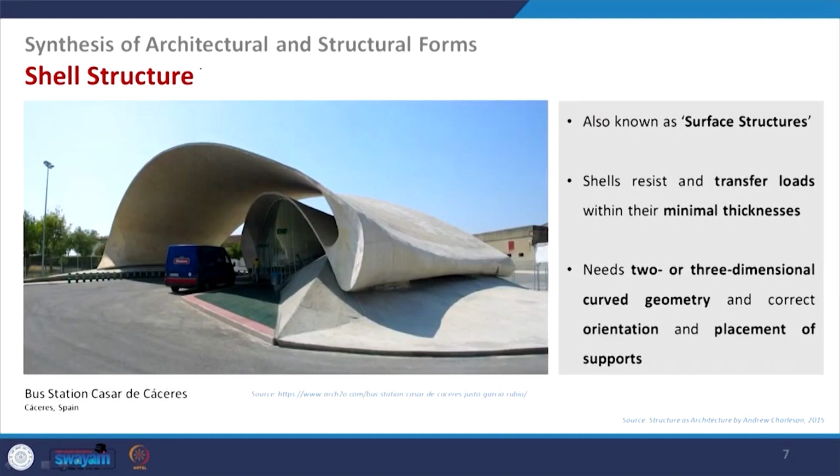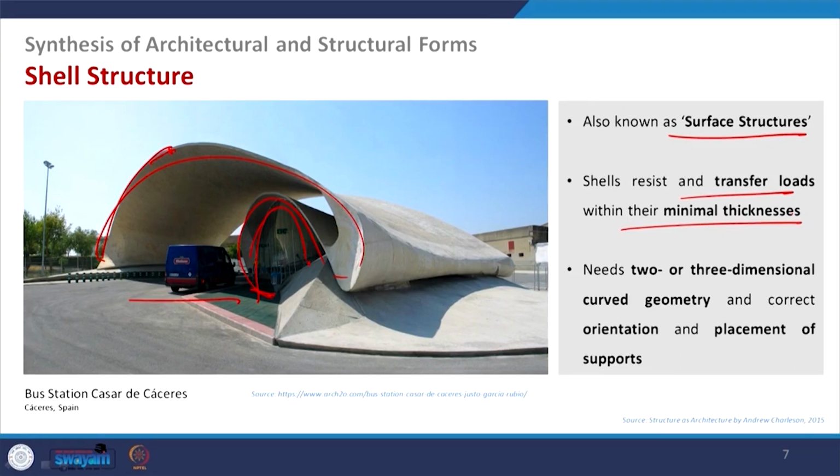This is one example, and this is a very simple, small one like a bus station, okay, a shelter. You can see this, this is maybe the office area, and people can wait there. This is the bus. So, here you can see the thickness, very thin, and this is giving the form of an arch. So, it is also known as a surface structure, because of the thickness, shells resist and transfer the load within minimal thickness, okay, and that is the advantage of using it.